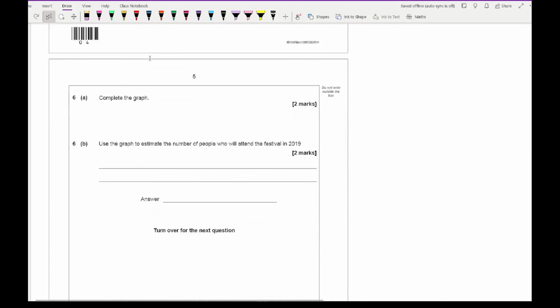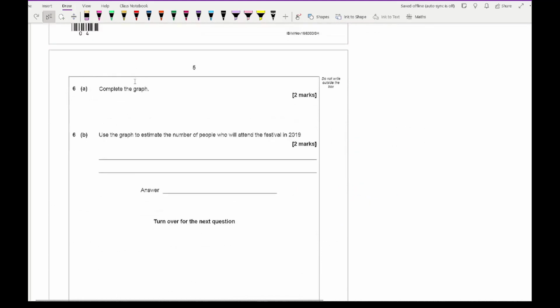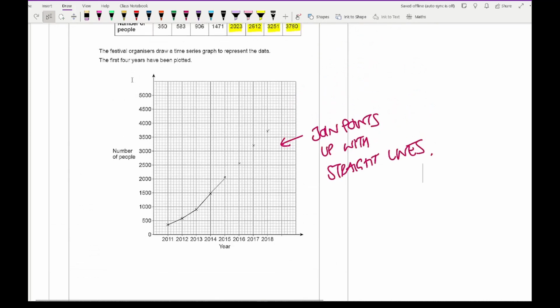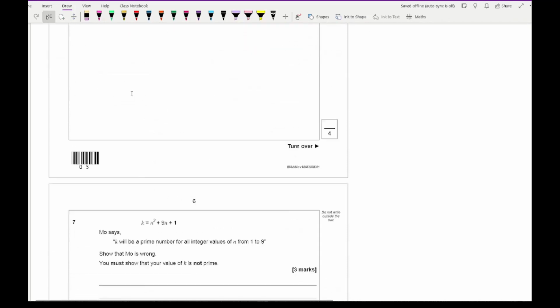Then if we look at the second one, it says use the graph to estimate the number of people who attended the festival in 2019. So again, if we look at the general trend, we can see that it's pretty much going up by 1 box, I would say. So here I would say anything along the lines of, as a decent guess, between 4,200 to 4,500 would be an estimate using your graph.